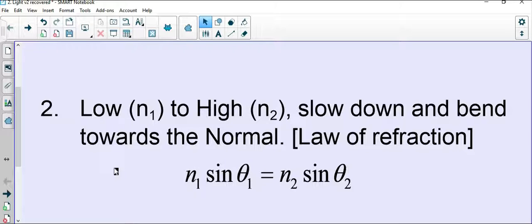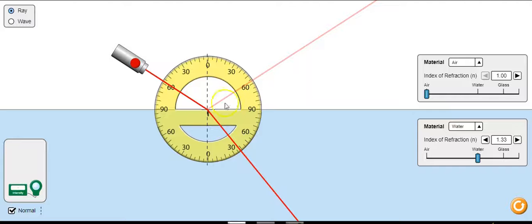If you can remember that little mnemonic phrase, low to high, slow down, bend towards the normal, you will never forget that when a ray of light enters a new material from a lower n to a higher n, that material causes the ray of light to slow down and bend towards the normal.